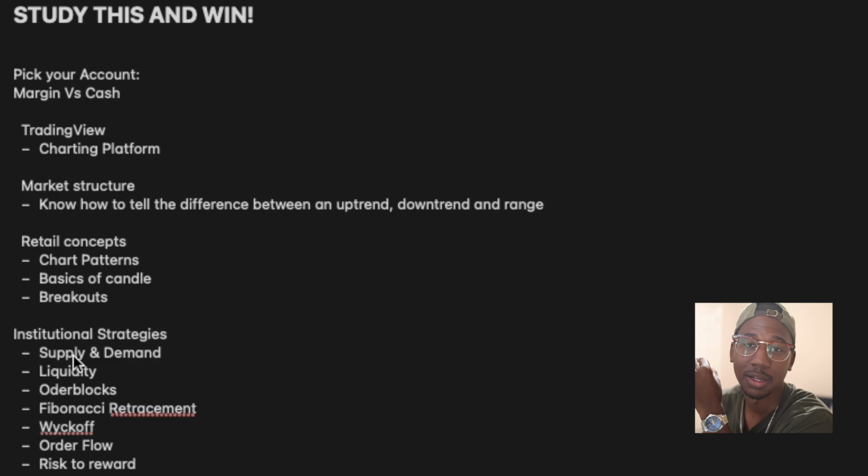This is where the big institutions, the big banks, the big money lies with all their trades, the trades that move the whole stock market. If you're able to trade like them, you're able to make money like them. So learning these strategies is helpful. You're going to want to learn liquidity, learn about order blocks, Fibonacci, Wyckoff, learn about order flow. And to wrap it all up, you want to learn risk to reward, because learning risk to reward is really going to allow you to get into your contracts with the perfect amount of risk and allow you to be more profitable.